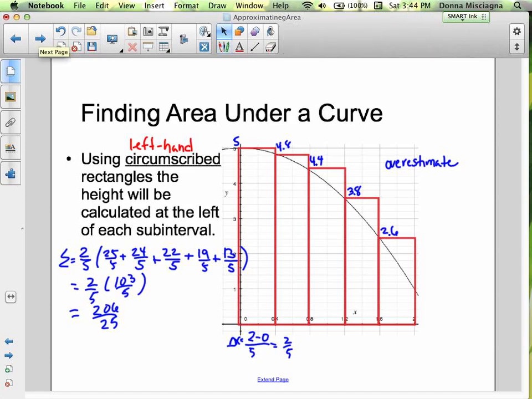So our right-hand approximation was 164/25. Our left-hand approximation is 206/25. But you should know whether your approximation is going to be an underestimate or an overestimate.